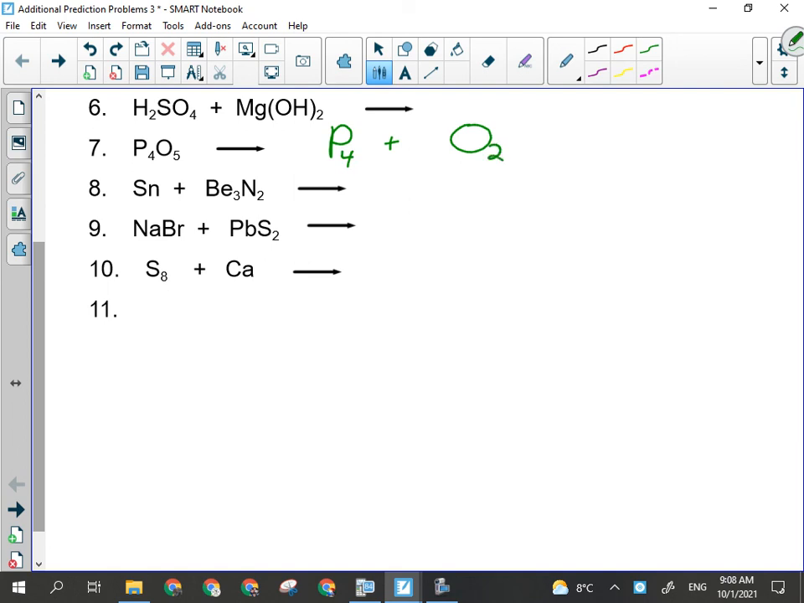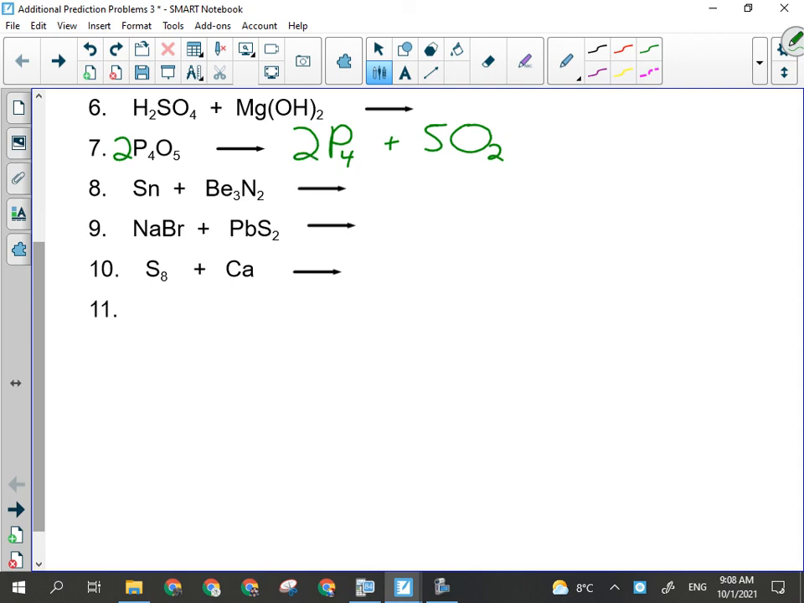So phosphorus already looks balanced, but the oxygen is obviously not. So lowest common multiple of 5 and 2 would be 10. So I need to put a 5 in front of the oxygen here, and a 2 in front of the tetraphosphorus pentaoxide on this side, which is going to give me 8 phosphorus, so I just need to put a 2 over there, and now it's balanced.